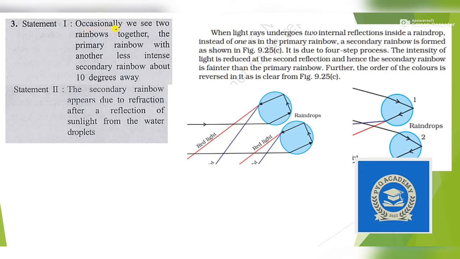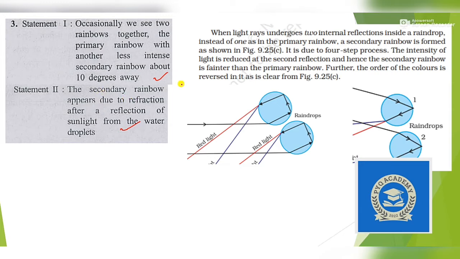Statement 1. Occasionally we see two rainbows together, the primary rainbow with another less intense rainbow about 10 degrees away. So yes, it is true. Then the secondary rainbow appears due to refraction after a reflection of sunlight from the water droplet. So both the statements are true, but that is not the only reason that a secondary rainbow forms.